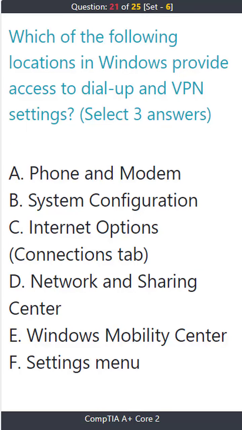Question 21. Which of the following locations in Windows provide access to dial-up and VPN settings? Select 3 answers. A. Phone and Modem. B. System Configuration. C. Internet Options, Connections tab. D. Network and Sharing Center. E. Windows Mobility Center. F. Settings menu.